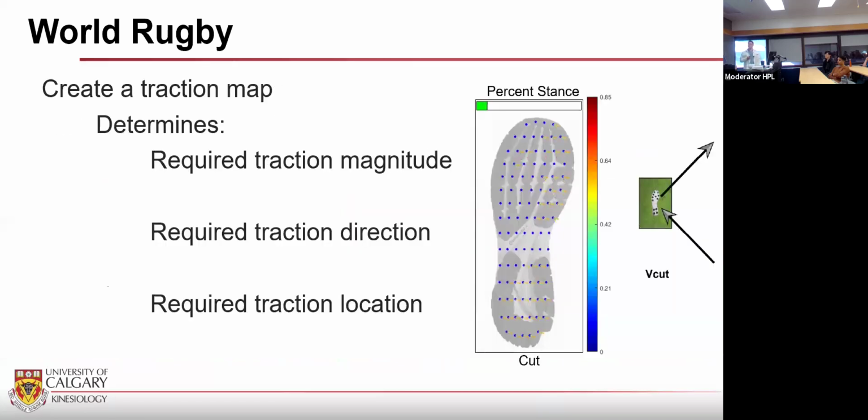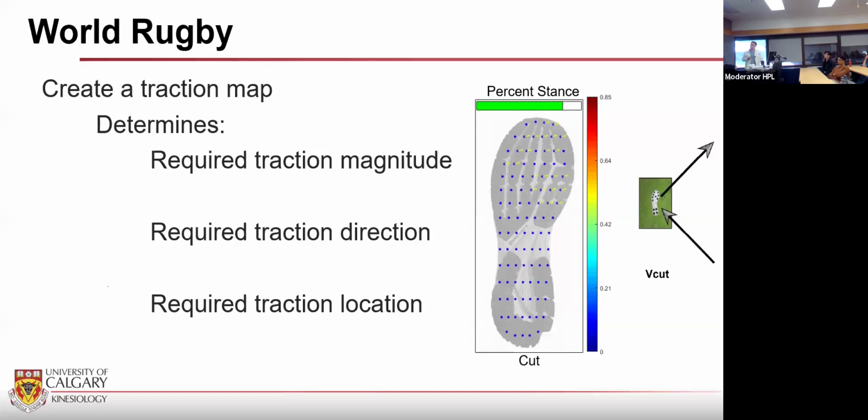And our overall goal was to create what we termed traction maps. And so what these traction maps do is they determine the required traction magnitude, so how much traction they need. They determine the required traction direction, so what direction they need this traction in, and the required traction location, so where on the outsole do they need this traction.